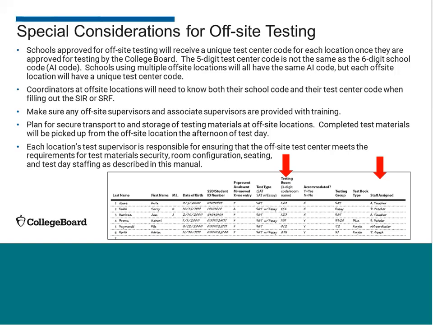For your supervisors and coordinators that are at the off-site testing locations, they're going to need to know both their school code and their test center code for filling out any paperwork for both the SAR and the SRF. You want to also make sure that your off-site testing staff go through training and that you have a plan for the transport of materials and storage of the materials at your off-site location to ensure that they remain secure that whole time before testing.